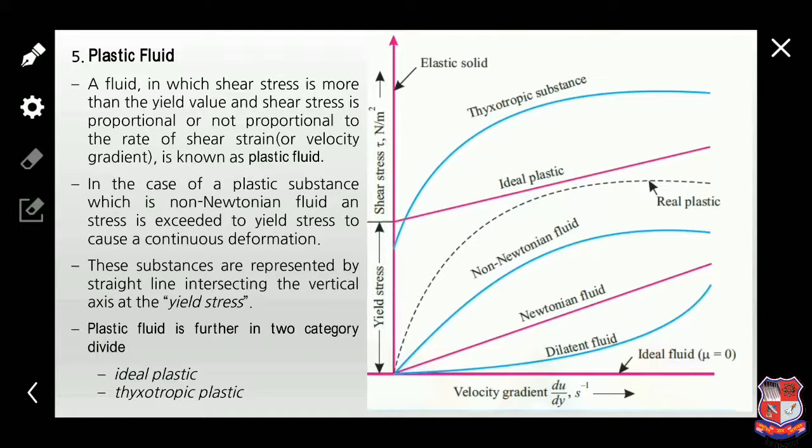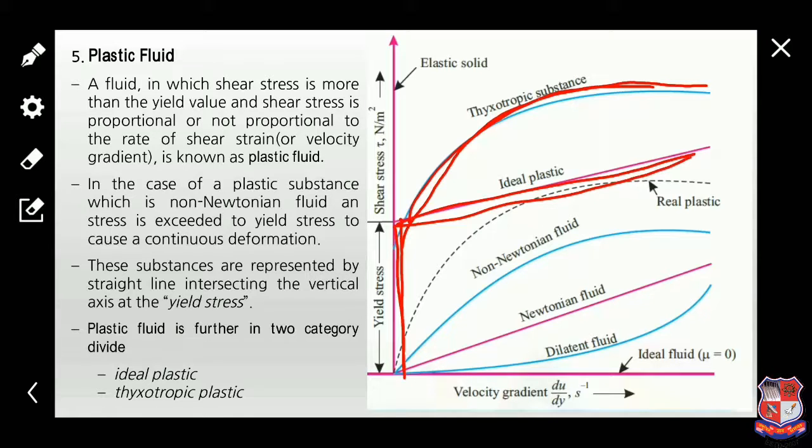In a plastic fluid, if we first apply a shear stress, nothing happens and the fluid does not flow. But if we increase the shear stress beyond the yield value, then deformation occurs, which means the fluid flows. So when shear stress is applied to a plastic fluid up to the yield stress, it does not move or flow. If the shear stress value goes beyond the yield stress, then flow occurs in a plastic fluid.